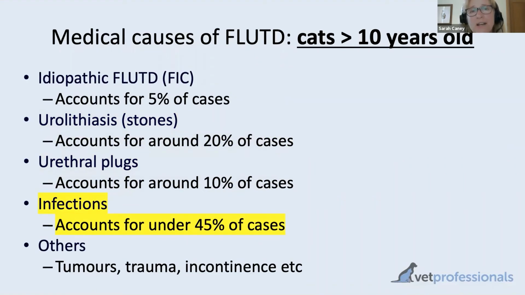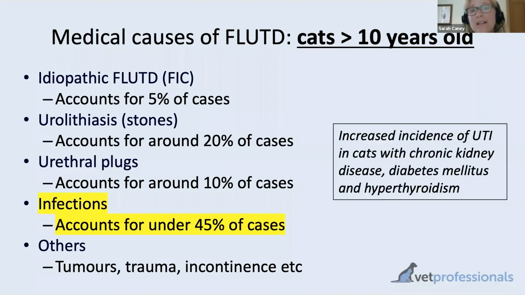So this is the breakdown for our older cats. And the big thing you'll see here is that infections become much more likely, almost 50% of the time, in terms of our approximate data that we have at the moment, would be due to an infection. And we do know that certain illnesses, kidney disease, hypothyroidism, diabetes mellitus, seem to predispose our cats to bacterial lower urinary tract infections as well, so increase the risk of this happening.